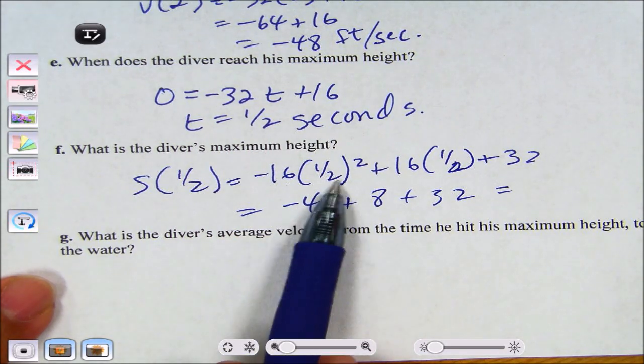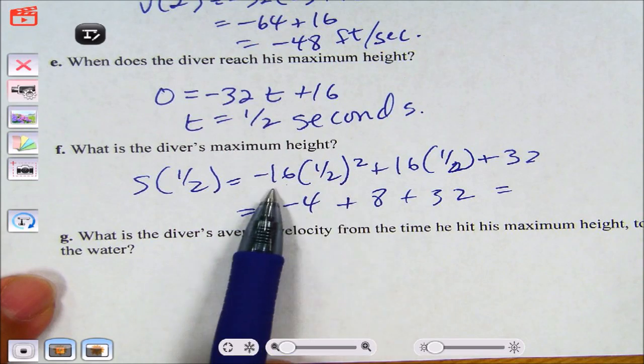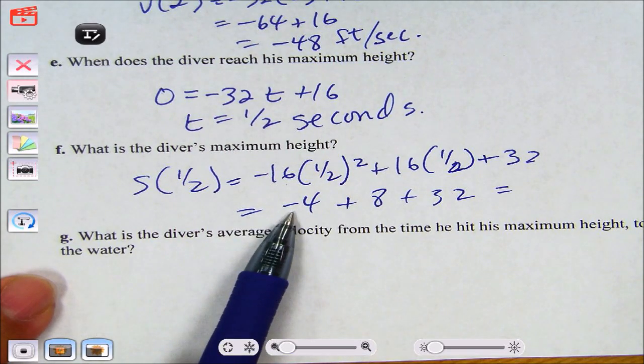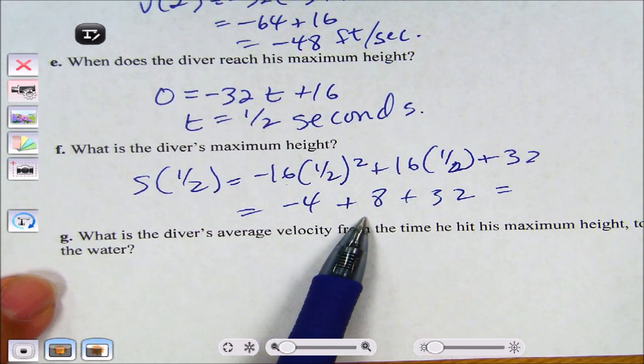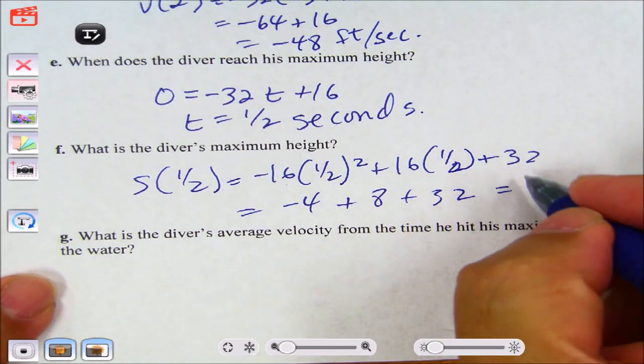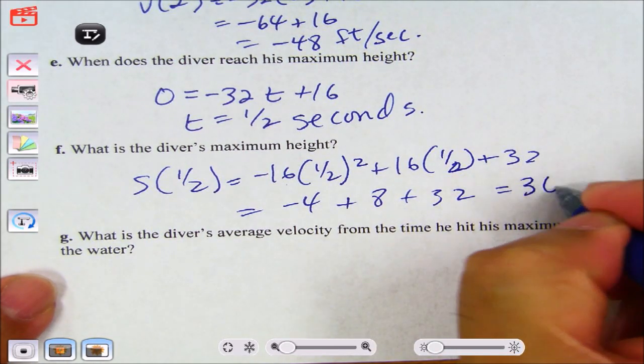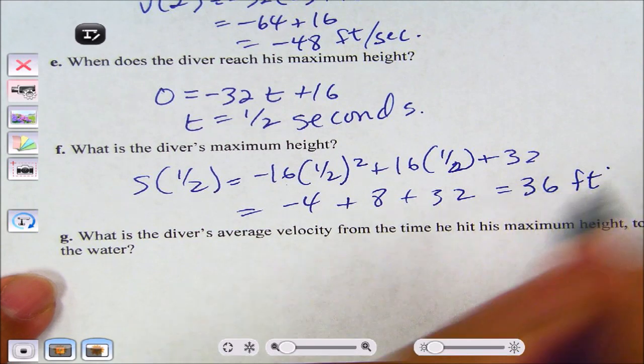Square the 1/2, you get 1/4. 1/4 of negative 16 is negative 4. Half of 16 is 8. So you get a final answer of what? 36. So he reaches a maximum height of 36 feet.